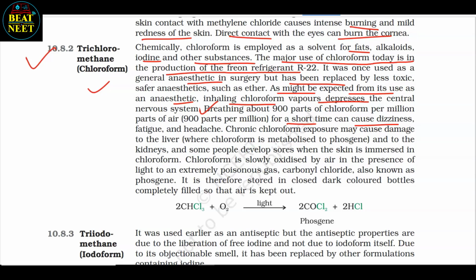Chloroform is slowly oxidized by air in the presence of light to an extremely poisonous gas, carbonyl chloride, also known as phosgene. It is therefore stored in closed dark-colored bottles completely filled so that air is kept out. 2CHCl3 plus O2 in the presence of light forms 2COCl2, that is phosgene, plus 2HCl.